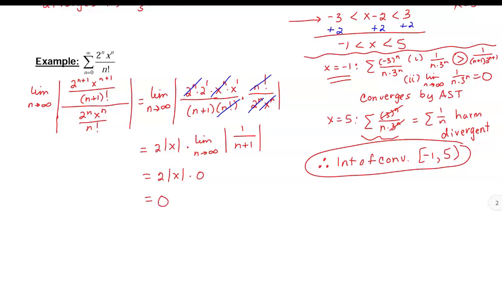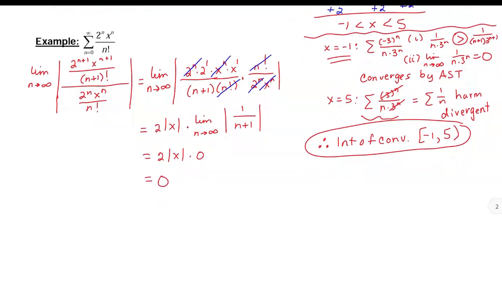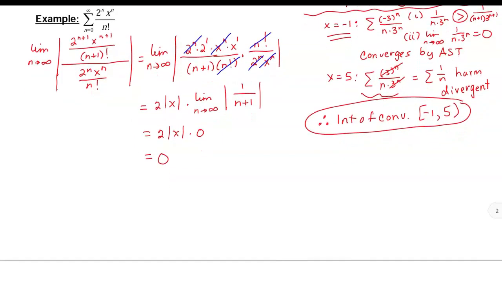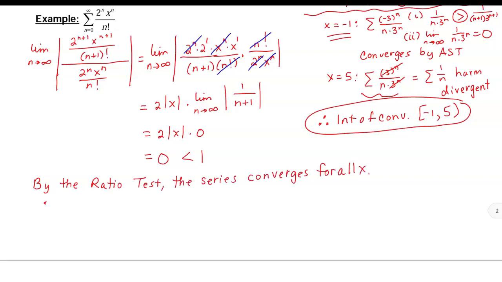Remember, when you do the ratio test, you compare your result with 1. 0 is less than 1. That means by the ratio test, the series converges for all x. So if the series is converging everywhere, that means the radius is infinity, and the interval of convergence is all reals.